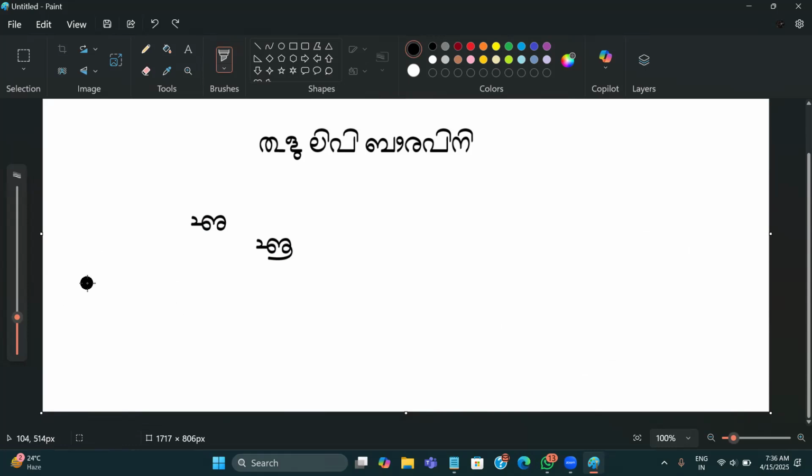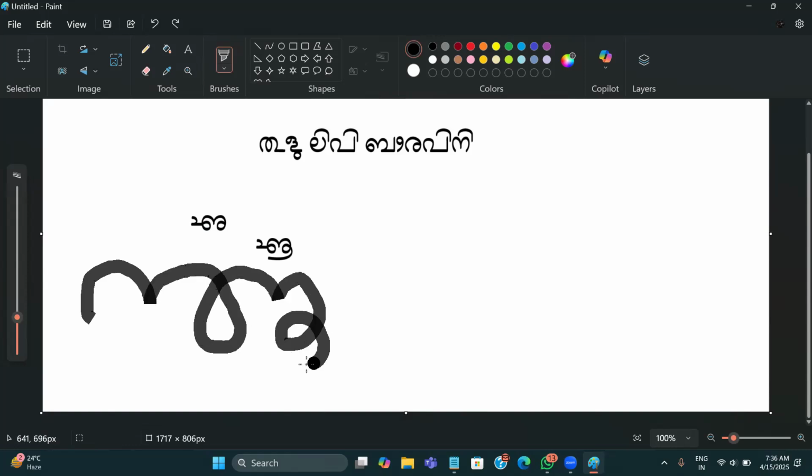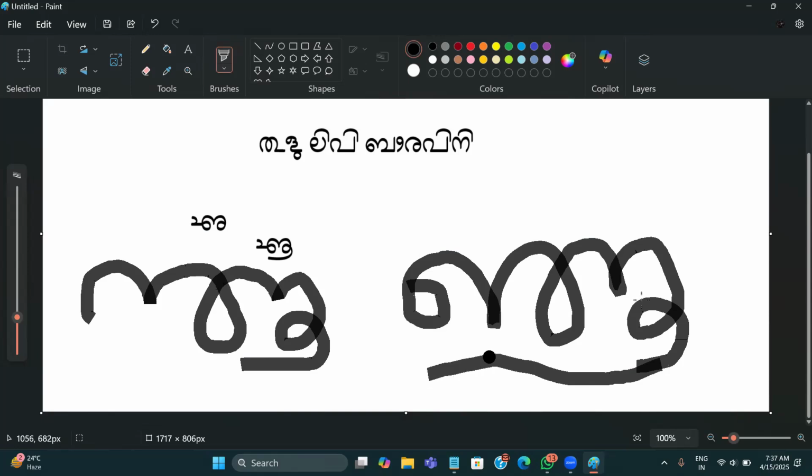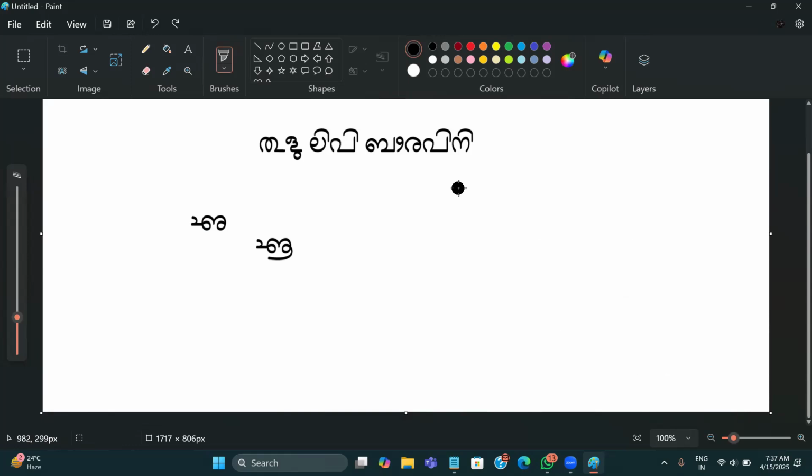Those are, see, like this. It will come like this. Or like this. Sometimes they extend this. This is also A only. So three ways are there to write A.